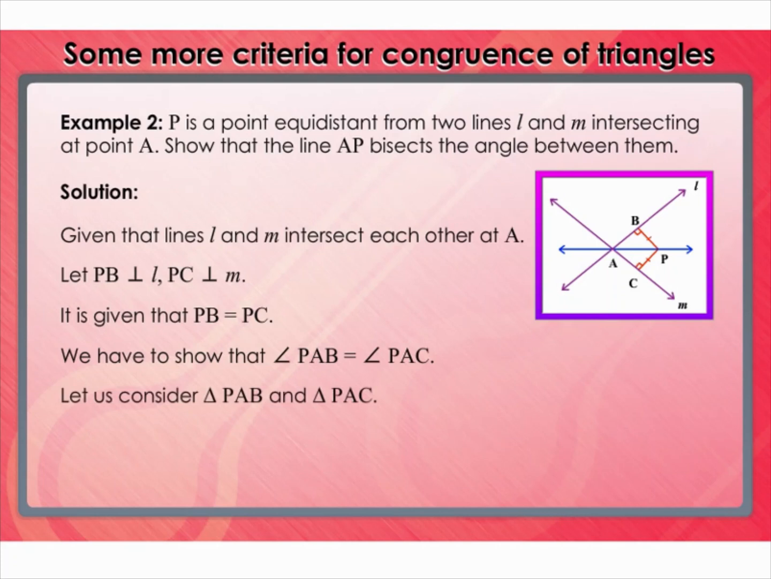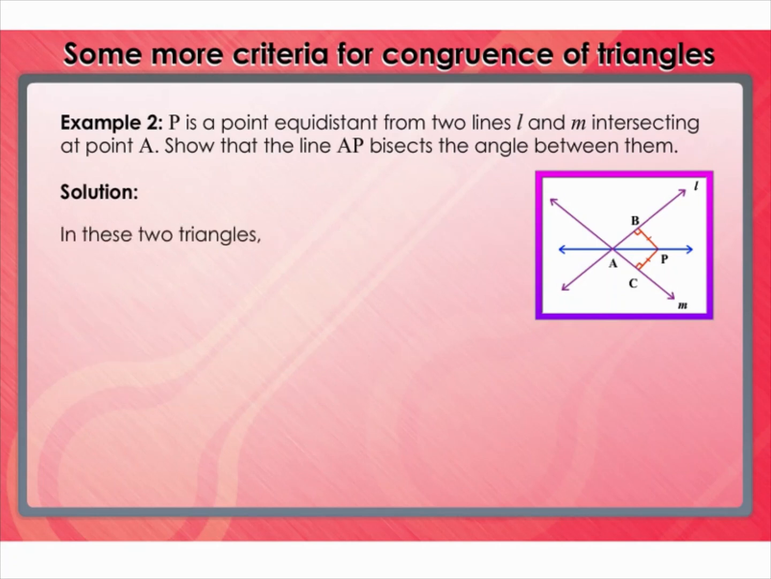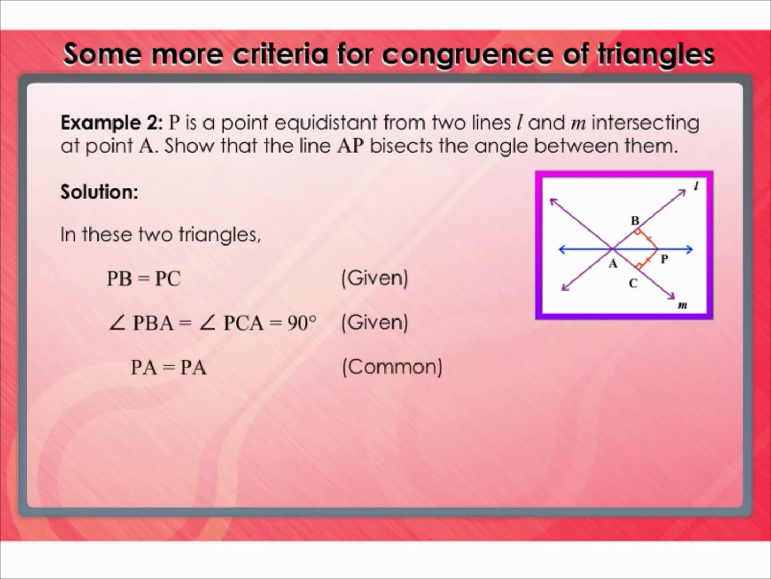Let us consider triangle PAB and triangle PAC. In these two triangles, PB is equal to PC, angle PBA is equal to angle PCA, which is equal to 90 degrees. PA is equal to PA, since it is a common side. So by RHS rule, triangle PAB is congruent to triangle PAC. Therefore, by using CPCT theorem, angle PAB is equal to angle PAC.